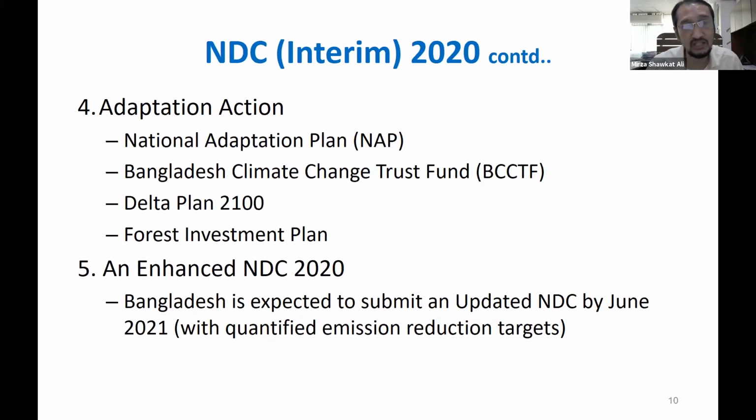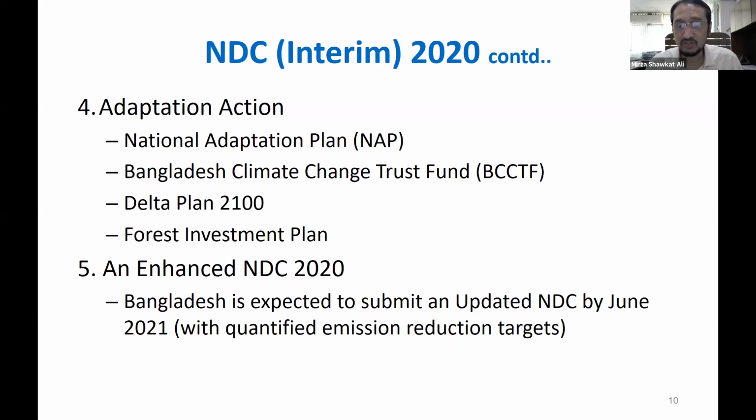And under the adaptation actions, we have also mentioned the Bangladesh Climate Change Trust Fund. We have a domestic fund from which we have allocated $450 million over the last 10 years for adaptation activities in the country. We have developed a Delta plan for 2100. This is actually a plan.